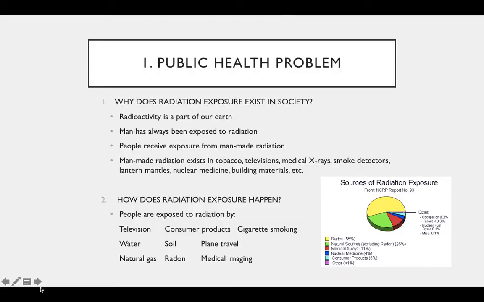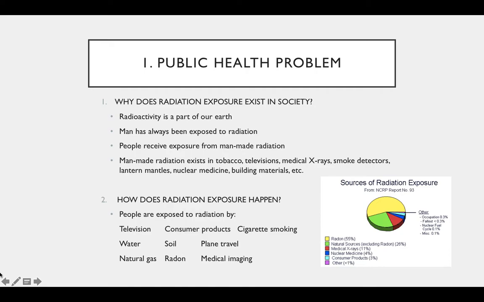So, why does radiation exposure exist in society? Radioactivity is part of our Earth. It exists in soil, water, vegetation, and so on. Man has always been exposed to radiation. People receive exposure from man made radiation, which can be tobacco, televisions, medical x rays, smoke detectors, lantern mantles, nuclear medicine, building materials, and so forth. But by far, the most significant source of man made radiation exposure to the public is from medical procedures, which can be medical x rays, nuclear medicine, and also radioactive therapy.